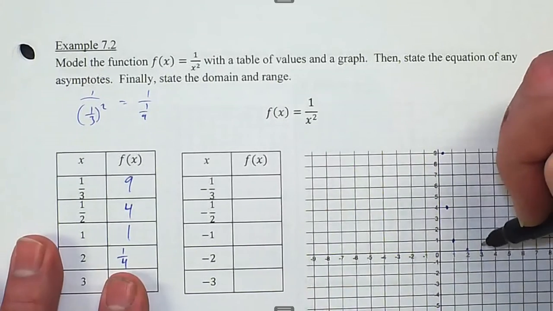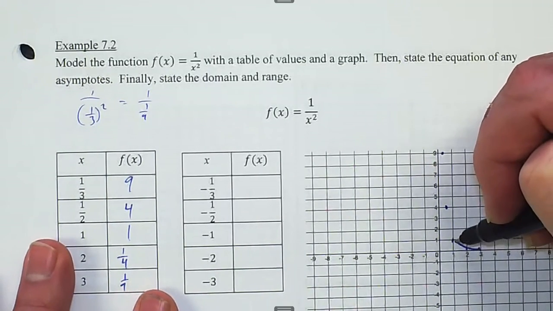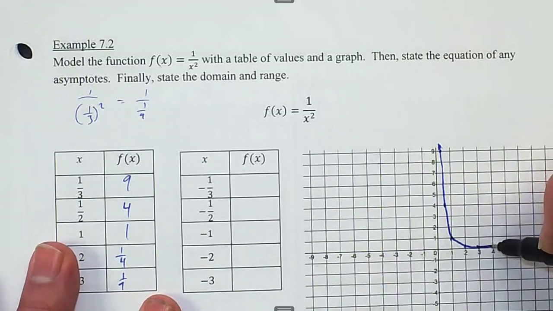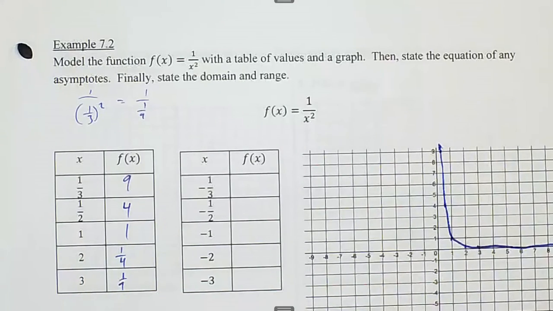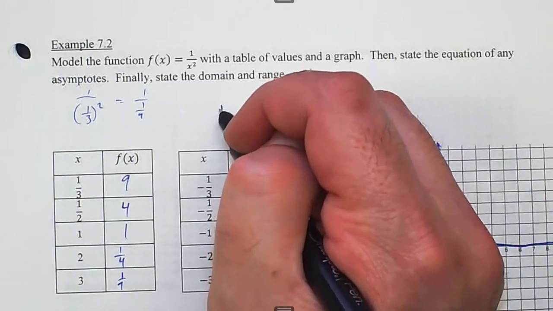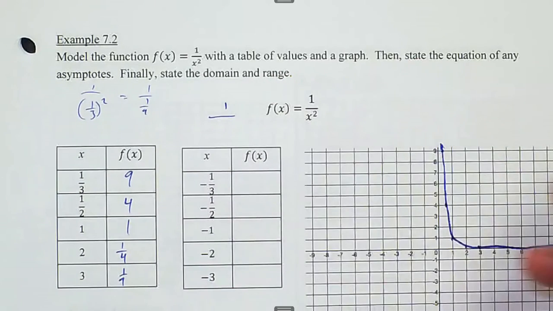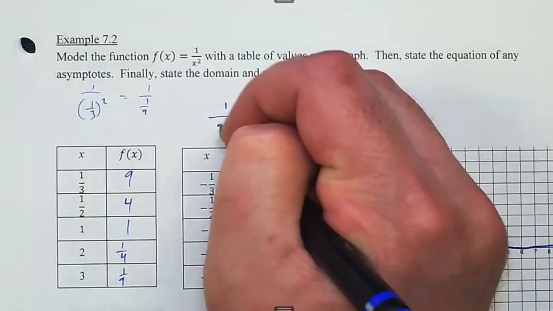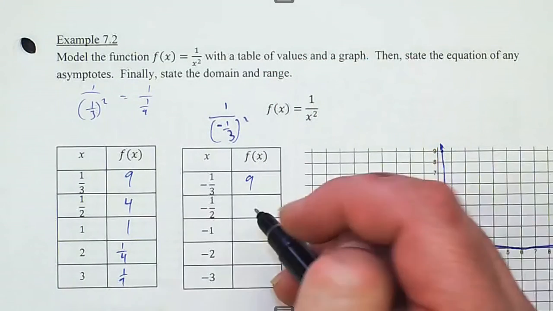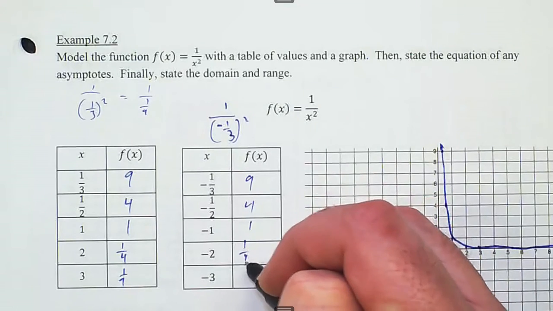So what we have is this kind of quicker ascent from the 1 to 1, and then a quicker descent to the horizontal asymptote. But when I plug in a negative, I have to plug it in parentheses, 1 over negative 1/3 squared. It's going to end up becoming 9, because that's 1/9, and 1 over 1/9 is 9. So these values actually all repeat.